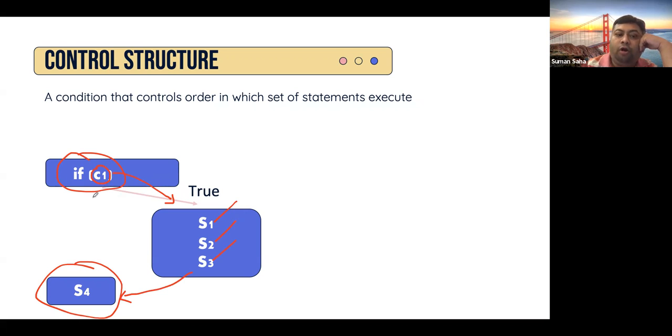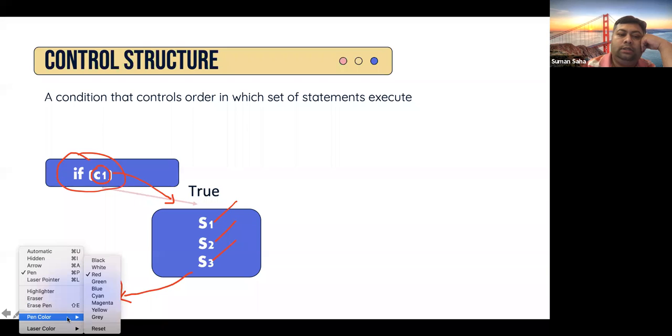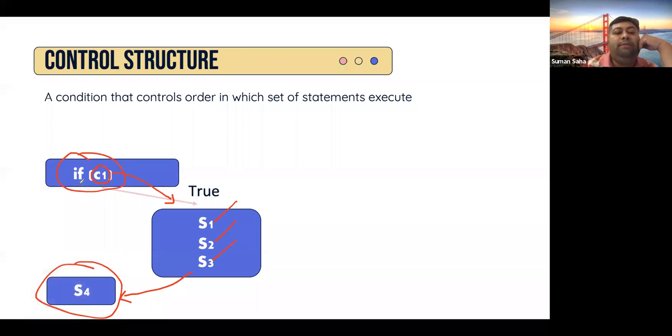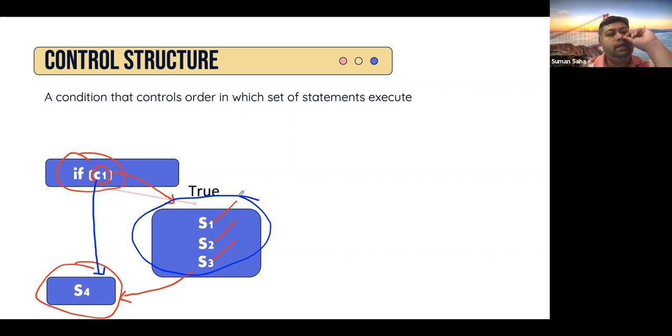Now, if the condition is false, let's take another color pen. Let's take blue. If the condition is false, then you go to statement 4. So this block of statements will be executed if the condition is true. Now you can see that the flow of execution in your program depends on some condition. If the condition is true, you execute something. If the condition is not true, then you probably skip those statements and go to other statements. Let's see one example.